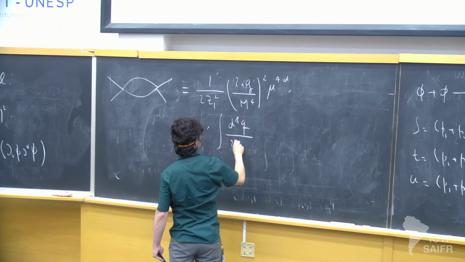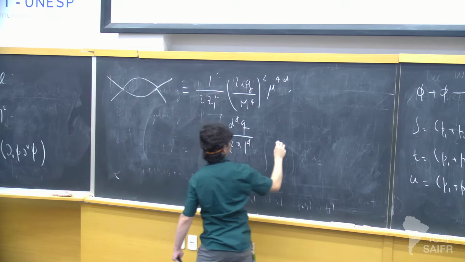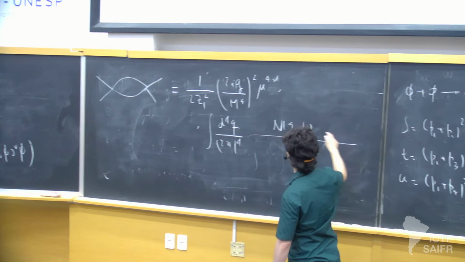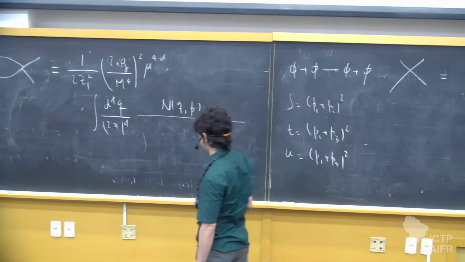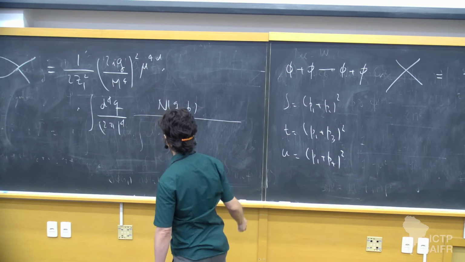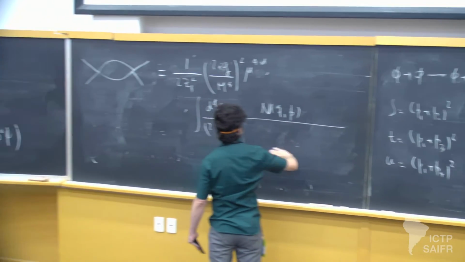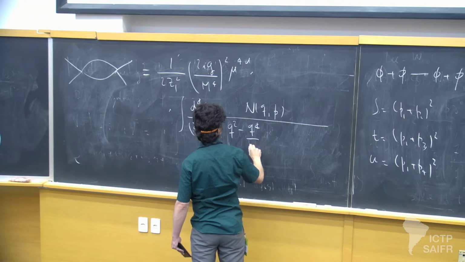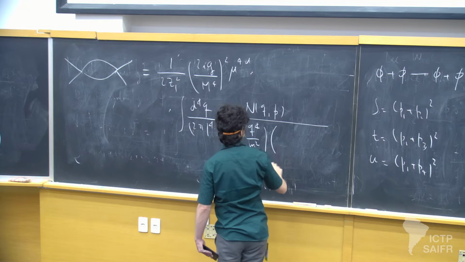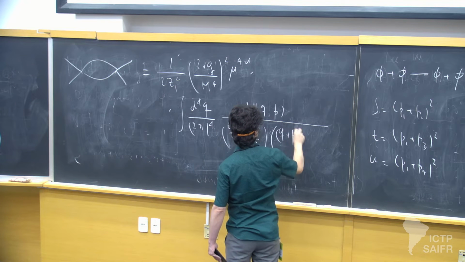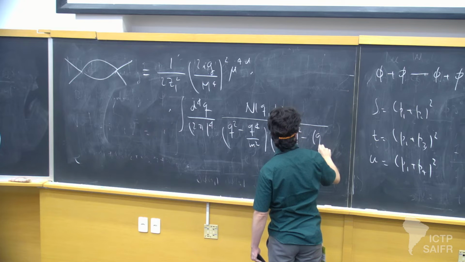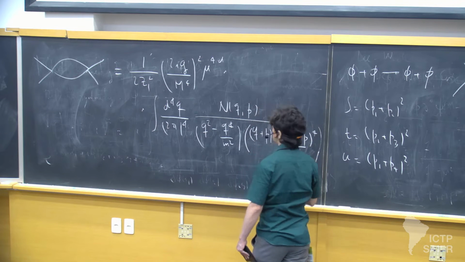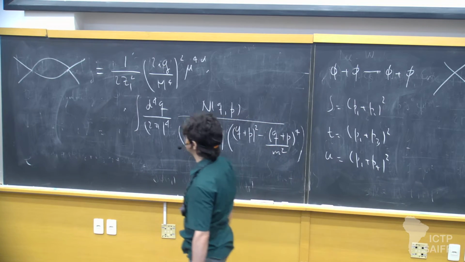This denominator, this numerator is made of the interaction vectors that I just wrote the recipe to do the calculation, right? So it's just q squared minus q to the 4th over m squared times q plus p squared minus q plus p to the 4th over m squared. And that guy is the S channel, right?